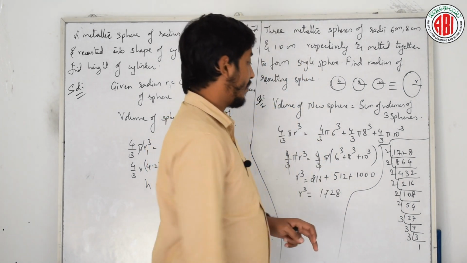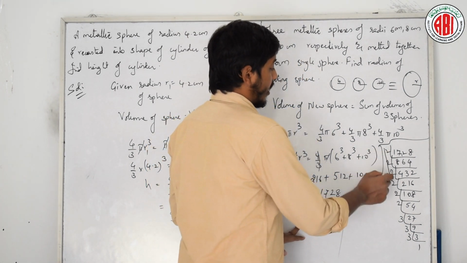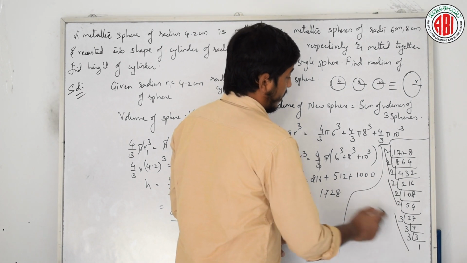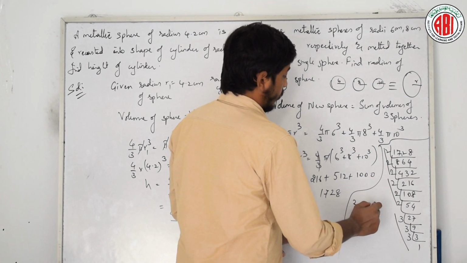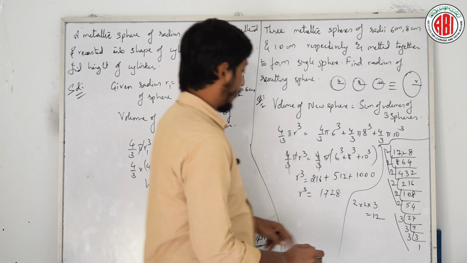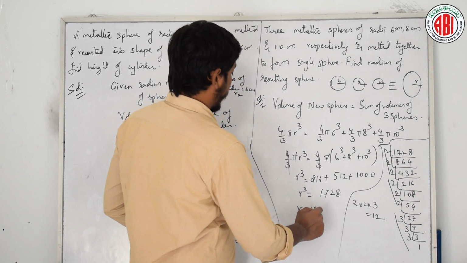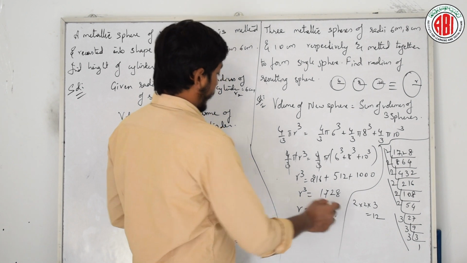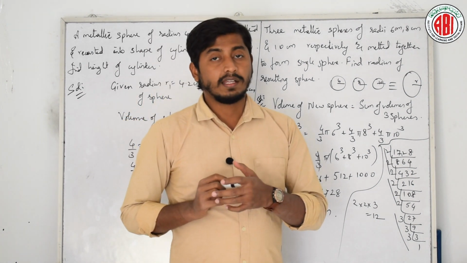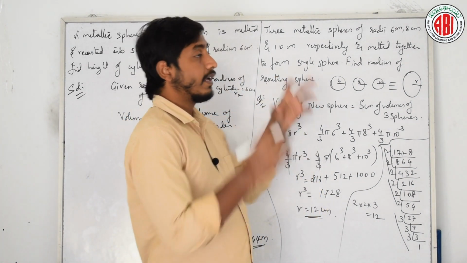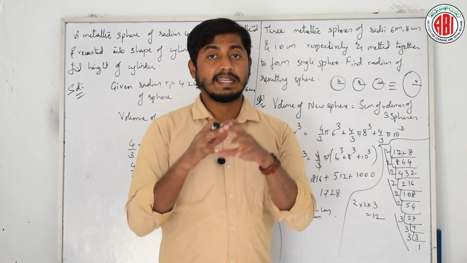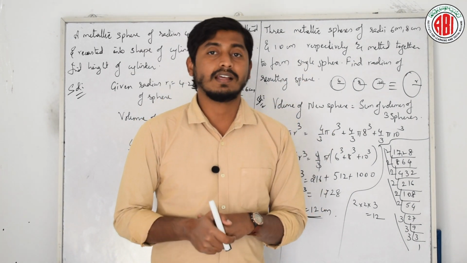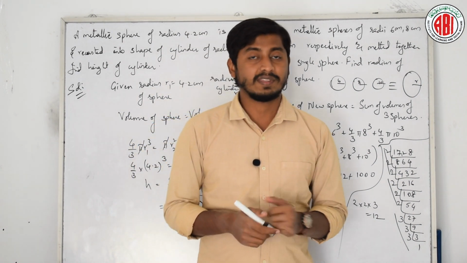Okay. Now tell me, for cubic root we have to take 3 numbers of single digit. That is 2 into 2 into 3. That is nothing but 12. Therefore, my radius of the new resulting sphere is 12 centimeter. Right? You do understand, we are recasting here 3 different spheres into a single sphere. Clear? Shall we move on to the next problem? Let's do.